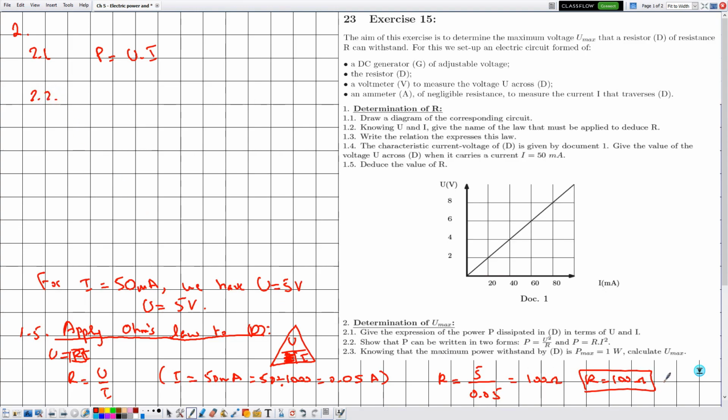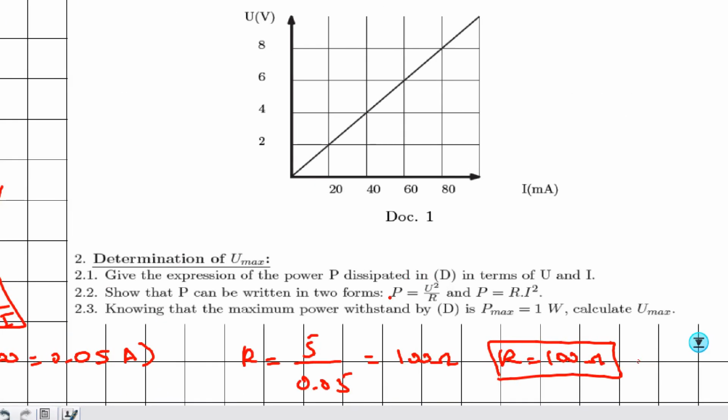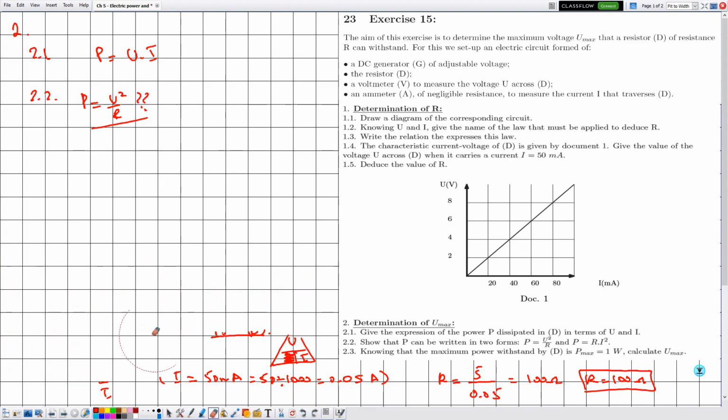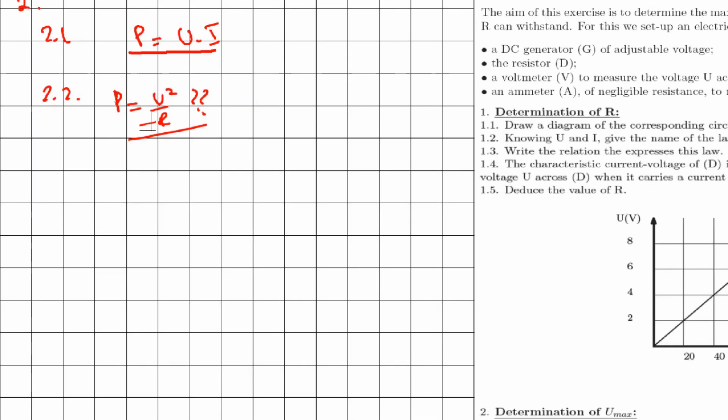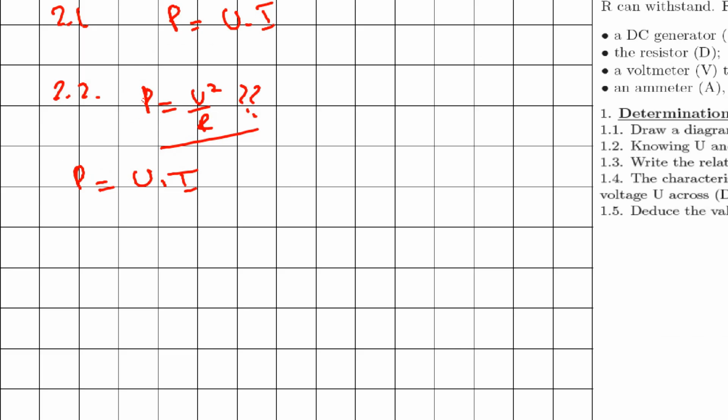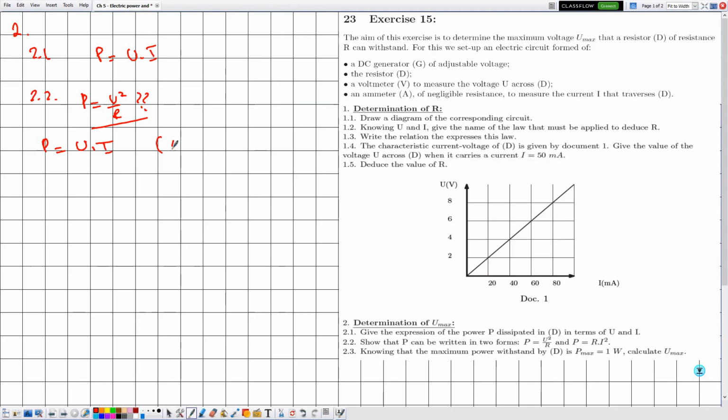Now in 2.2 they are telling me show that P can be written in the two forms, P is equal to U square over R and P is equal to R i square. Let me start by the form which is given by P is equal to U square divided by R. So we need to prove this form starting from the general form, which is P is equal to U times I. Now comparing this form to this form, you notice that R appears, which means that we need to use Ohm's law.